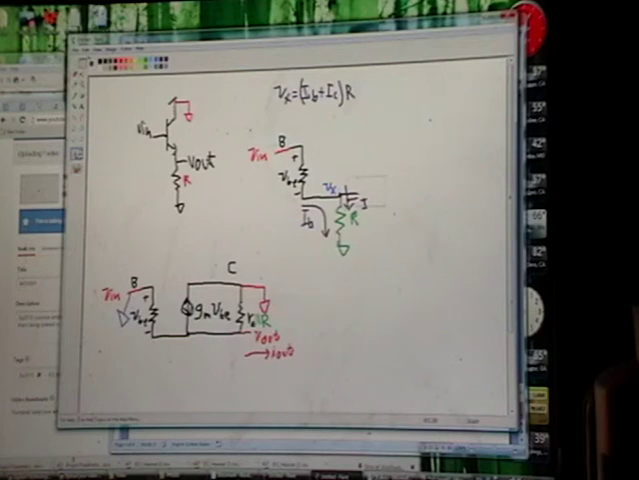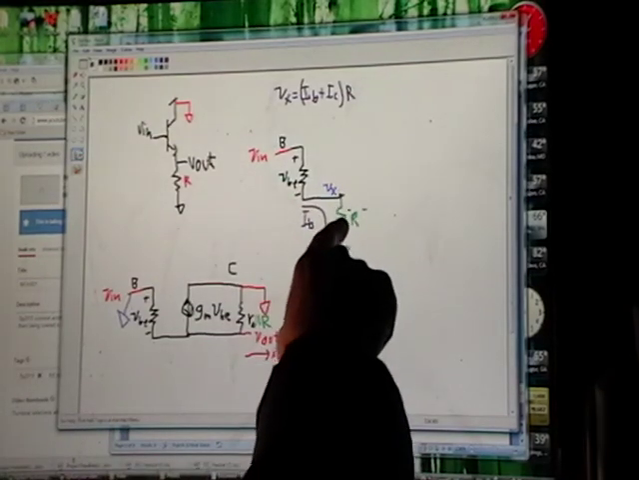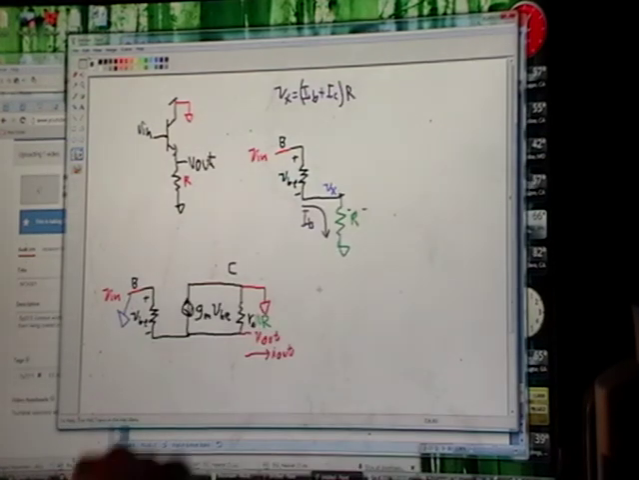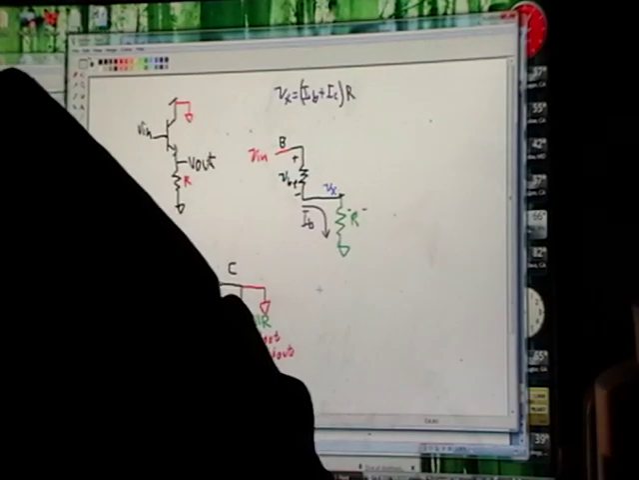Right now, if I just get rid of it all, I used to have IB plus IC going through here, so I used to have a bigger current going through here, but now I've gotten rid of IC. Now Vx is not going to be the same voltage as before.